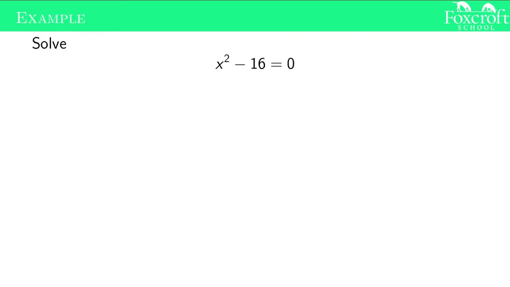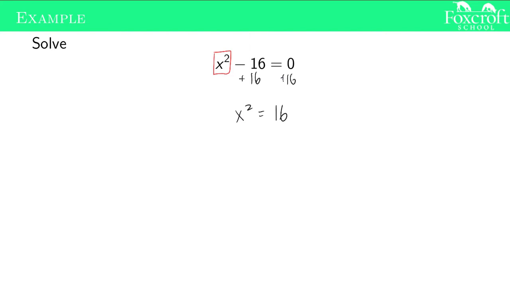So how are we going to do this? We want to solve x squared minus 16 equals 0. The first step is to get the exponent by itself. So we have to get this x squared term by itself. The way we do that is adding 16 to both sides. And now we have x squared by itself.